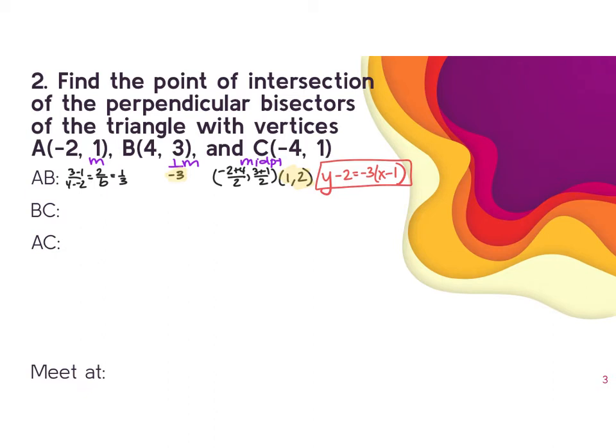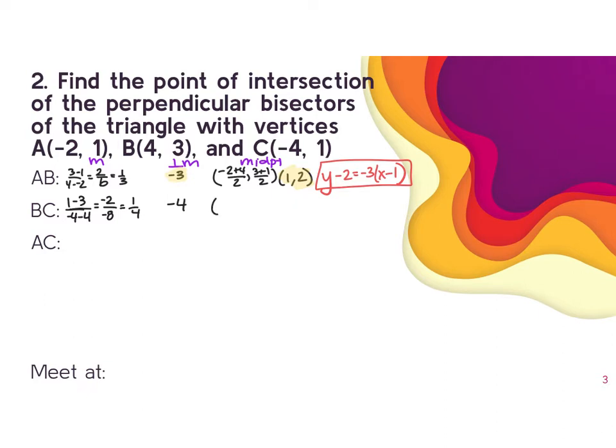We're going to look at B and C. So we're going to start with the slope. 1 minus 3 over negative 4 minus 4. Negative 2 over negative 8 is equal to positive 1/4. The reciprocal would be negative 4.